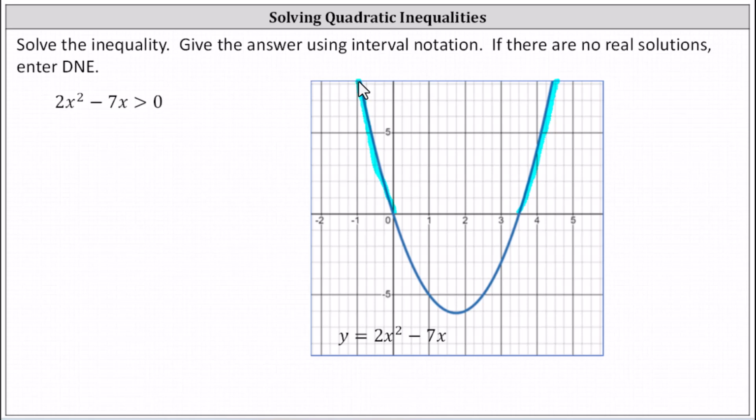The intervals for x, which the graph is above the x-axis, will give us the solution to the quadratic inequality. Notice the x-intercepts are 0 and 7/2, and the graph is above the x-axis when x is greater than 7/2 or x is less than 0, which remember is our solution to the quadratic inequality. The graph verifies our solution is correct.